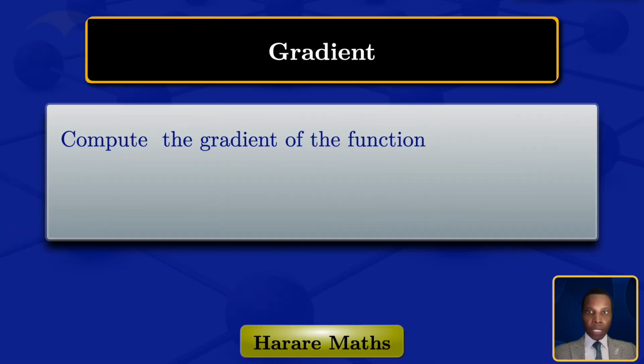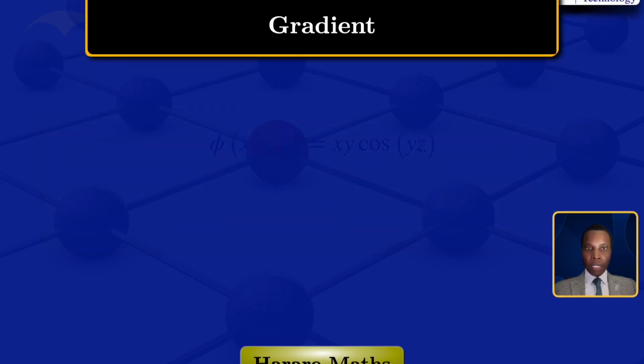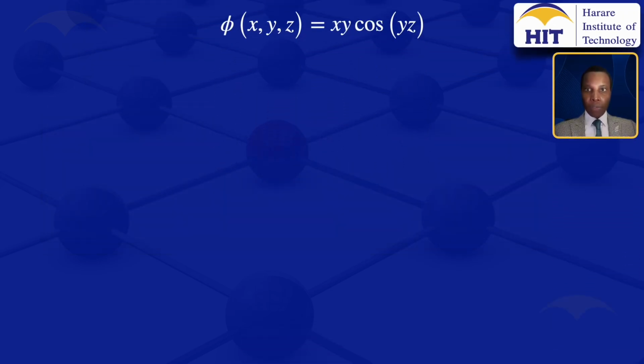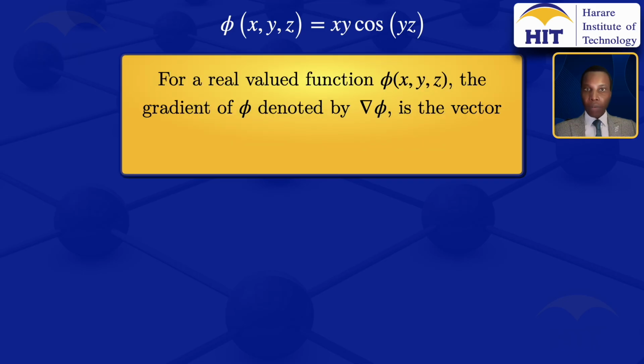I'm going to compute the gradient of the function phi of xyz equals xy cosine of yz. So the function that we are given there is a function of three variables. If we have a real valued function phi of xyz, the gradient of phi, which we denote by grad phi, is the vector partial derivative of phi with respect to x i plus partial derivative of phi with respect to y j plus partial derivative of phi with respect to z k.